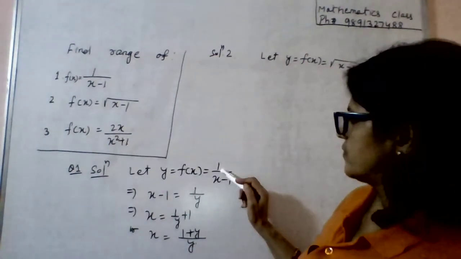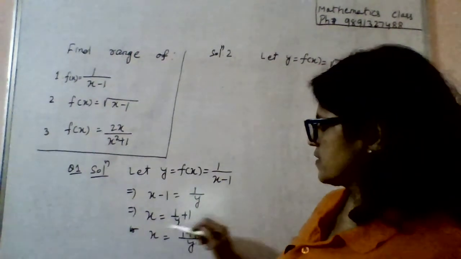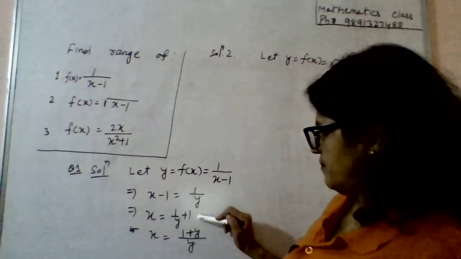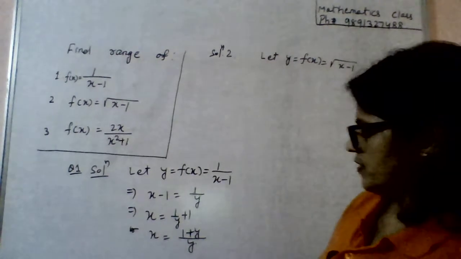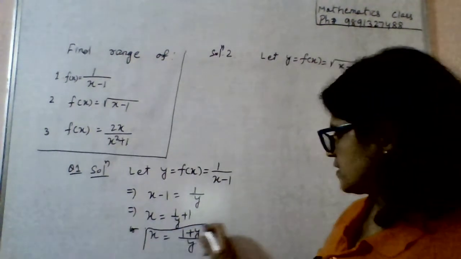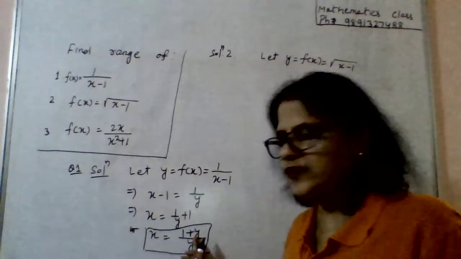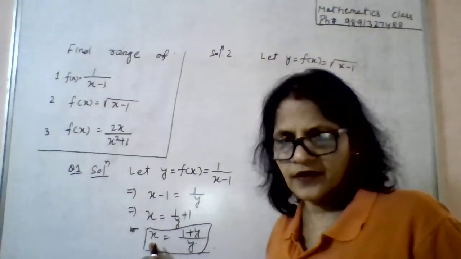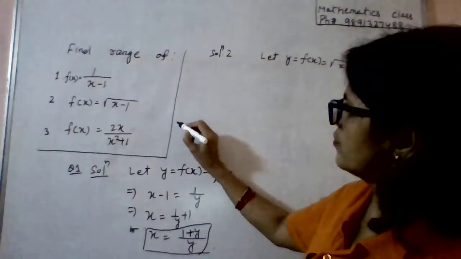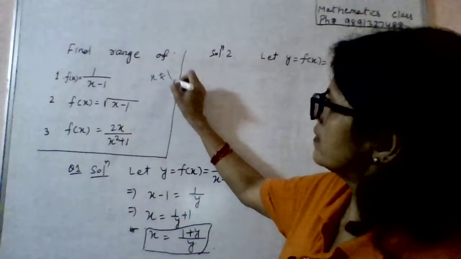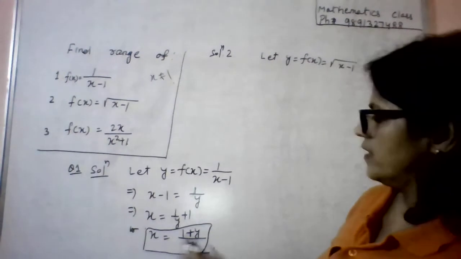So when y equals this, it means x minus 1 is 1 by y. It means x equal to 1 by y plus 1, which means x equal to (1 plus y) divided by y. So here you see, the second step is over, expressing x in terms of y. Step 3 is, we have to ask for what value of y x is real. We have taken the domain of this function. Domain was x not equal to 1, right? So we have to keep this in mind. So for what value of y is x defined.